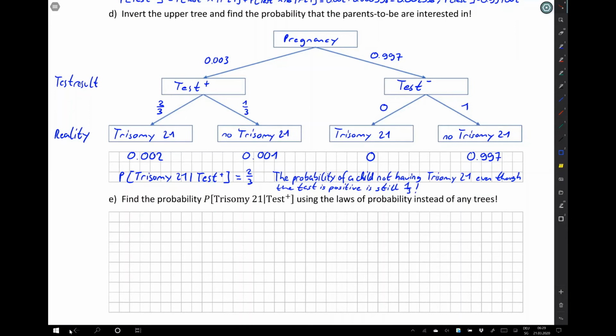In task E, find this probability that the child has trisomy 21 given that the test is positive using the laws of probability. You can proceed in the same way as we did in example 1, so try it on your own and stop the film. Here comes the result.